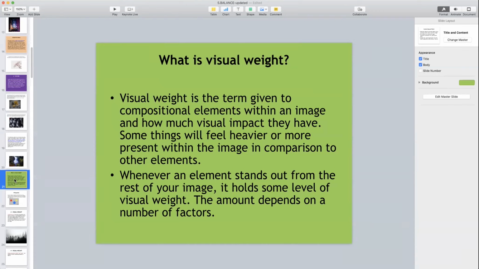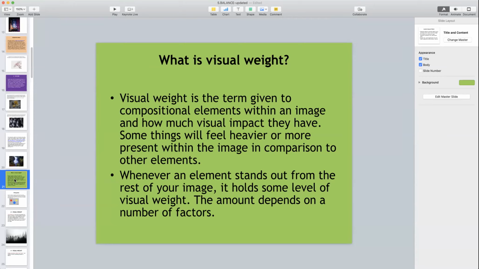So visual weight is a term given to compositional elements within an image and how much visual impact they have. Something will feel heavier or more present within the image in comparison to other elements. Sometimes you look at a photograph, one part you notice more carefully. Why? Because it is so prominent.